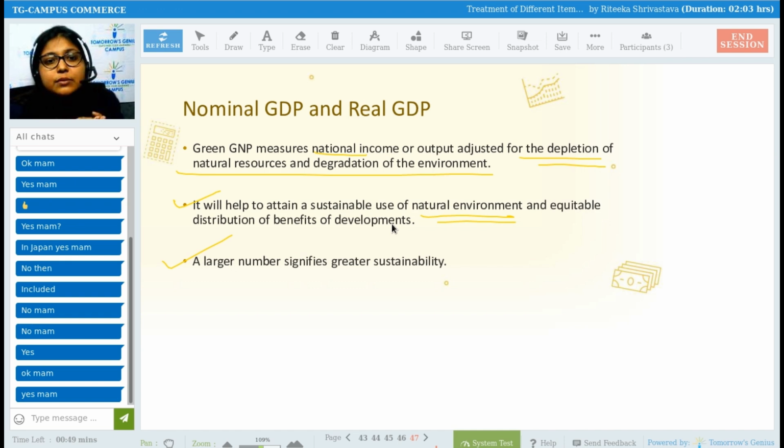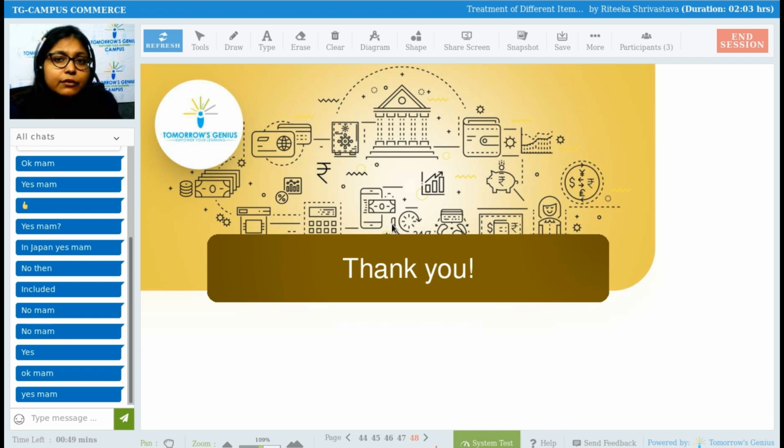So, in green GNP, basically we will understand how national income or output can be adjusted or improved without harming the environment, without the degradation of the environment, or without doing negative harm to the environment. How can we improve it? This will clarify how we should produce more products, more output, without harming the environment, without depleting the environment.